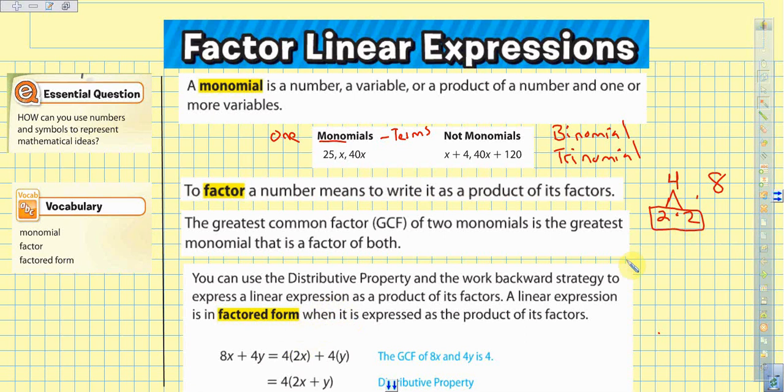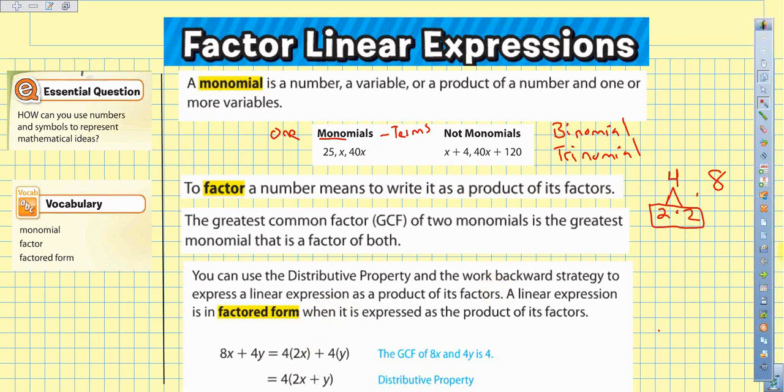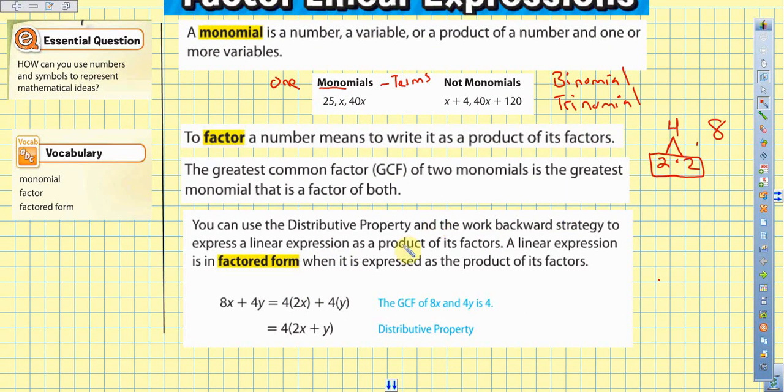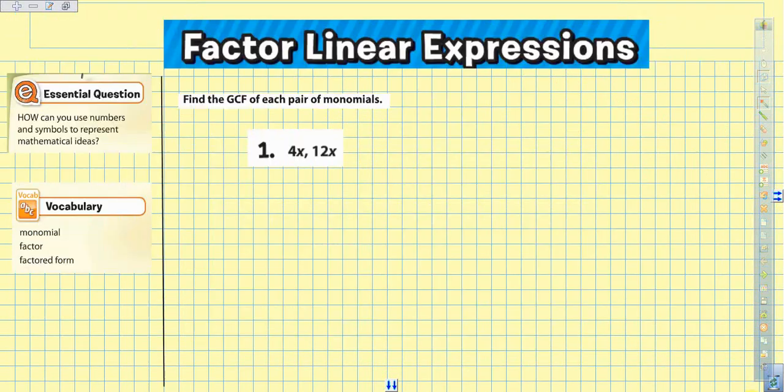Factored form, we'll talk about that later in the lesson, but here is the definition. I'll give you a hint. It's the backwards distributive property. That's really what it means. Okay, so let's go ahead and get started.